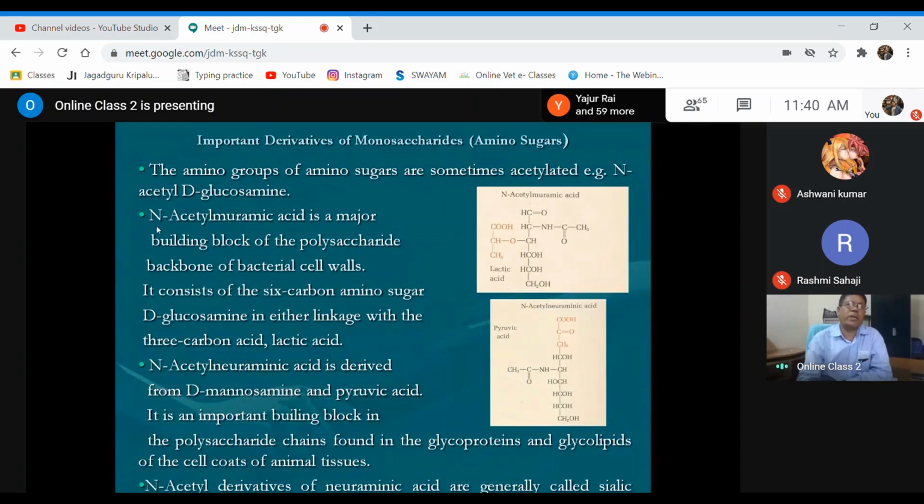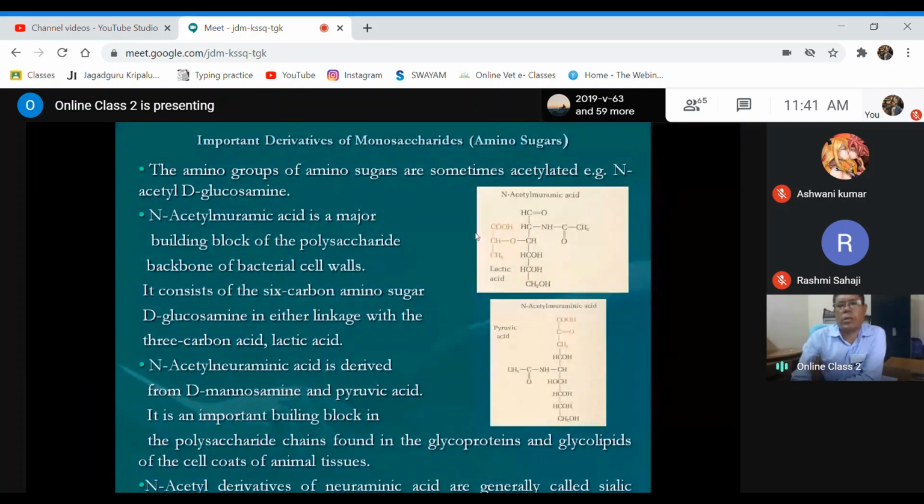One example is N-acetyl muramic acid, a major building block of the polysaccharide backbone of bacterial cell walls. It consists of a 6-member amino sugar. Just see this portion here, the glucose. We have the glucosamine, and to the amino group an acetyl group is linked, so it becomes the N-acetyl glucosamine. Just forget about the lactic acid part, the lactate portion, for the time being. That is the portion shown in red color.